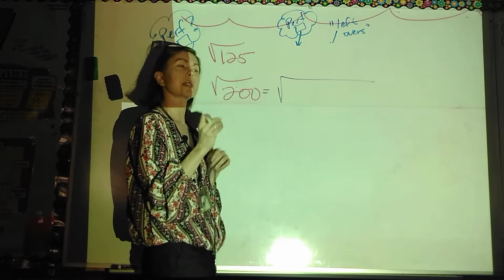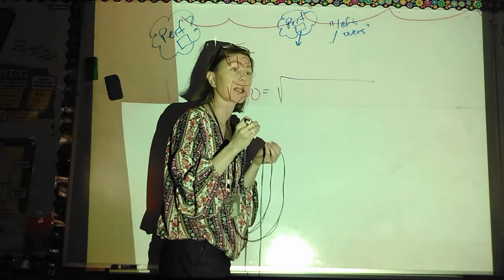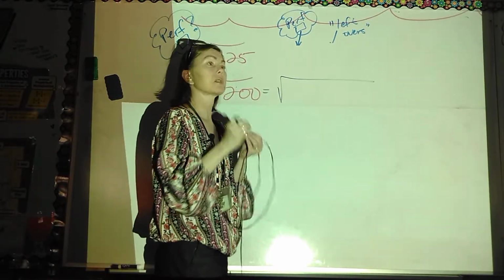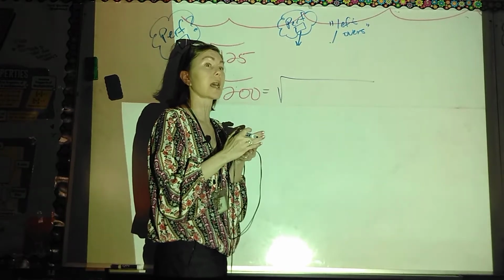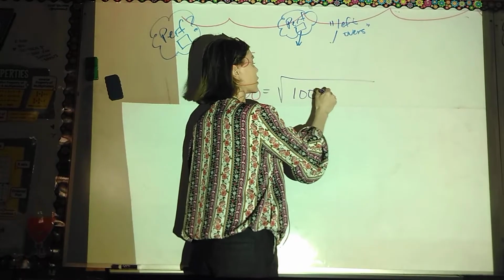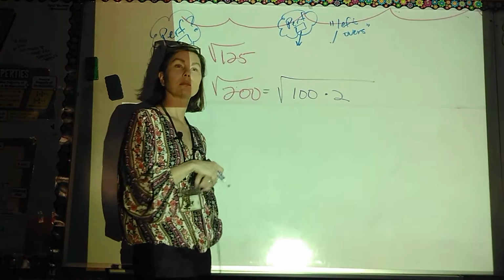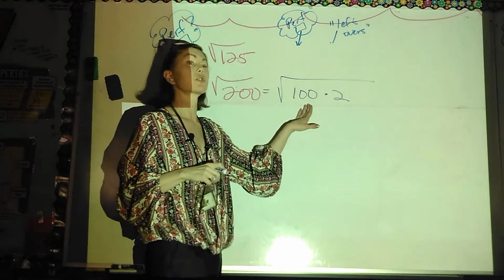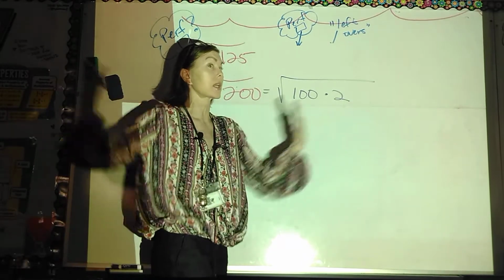But one of those numbers, it's like a puzzle again, like we did with the magic X. It's another puzzle. What times what gives you 200? But one of those numbers has to be a perfect square. 10 times 20? Okay. 100 times 2. Okay. Isn't 100 the biggest perfect square we can think of?